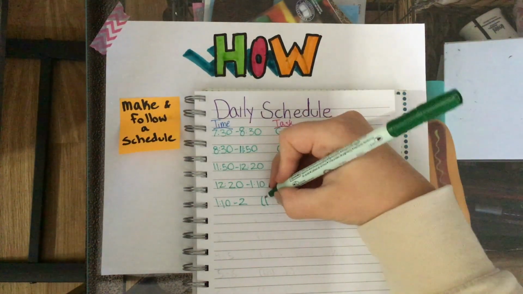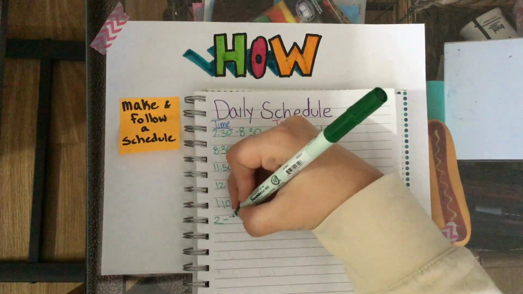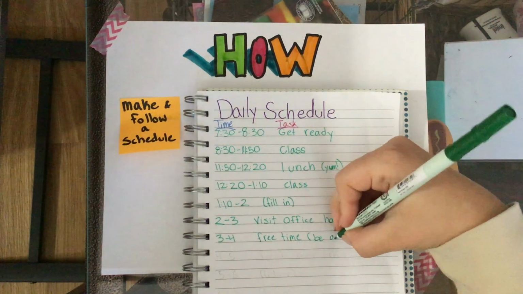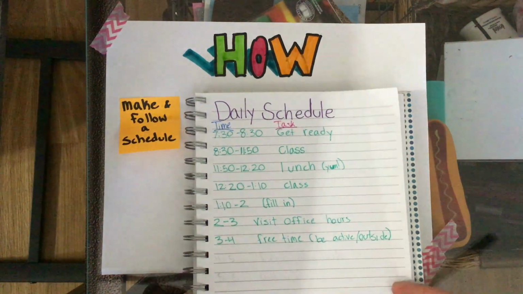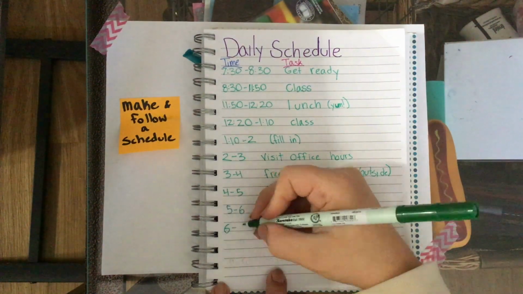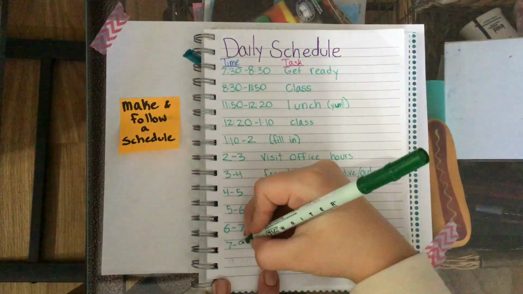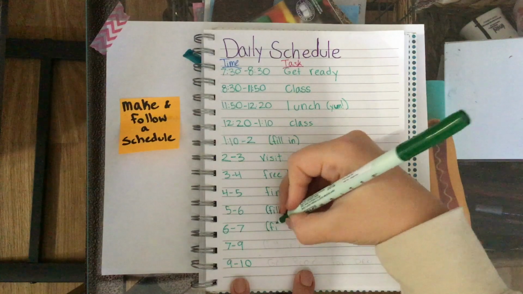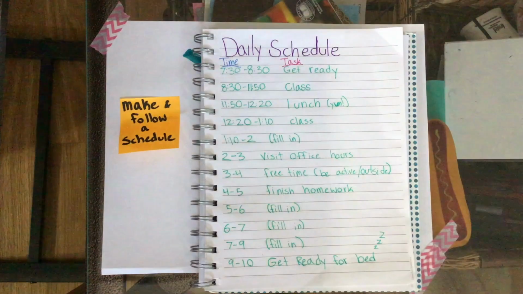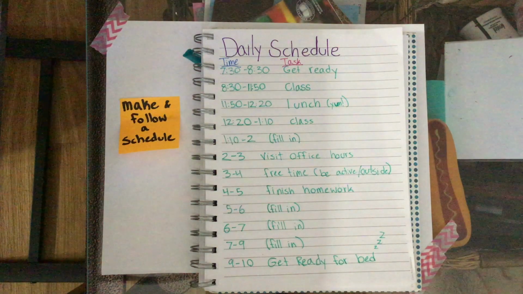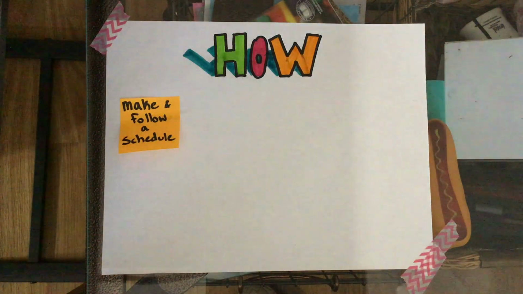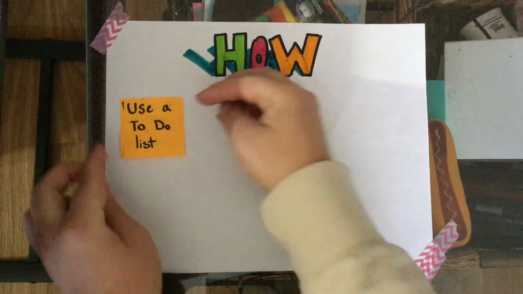1:10 to 2, probably work time, but depending on your responsibilities, you could fill that in. 2 to 3, visit your teacher's office hours. 3 to 4, free time, be active, go outside, take a break after school, right? 4 to 5, maybe finish your homework if that's a good time for you. And then write in the other times, 5 to 6, 6 to 7, 7 to 9, 9 to 10, right? And you fill in what you want to do. 9 to 10, probably get ready for bed. That might be a little different depending on you and your day. So fill in those times and what works for you, but you want to make sure that you have time to get everything done in the day.